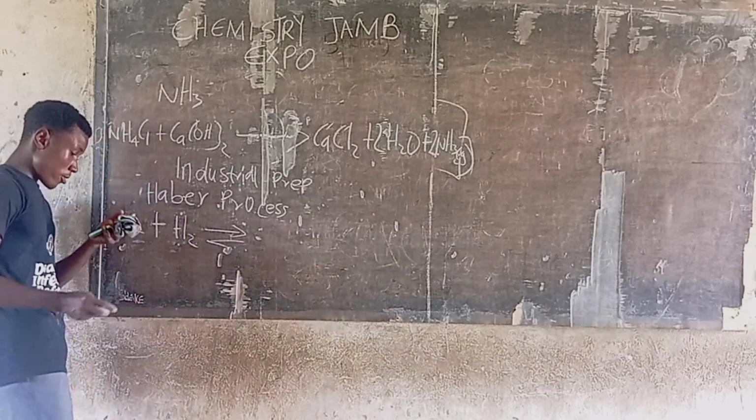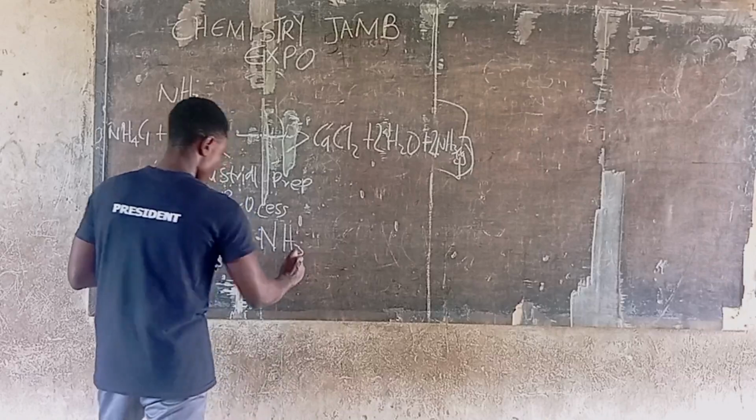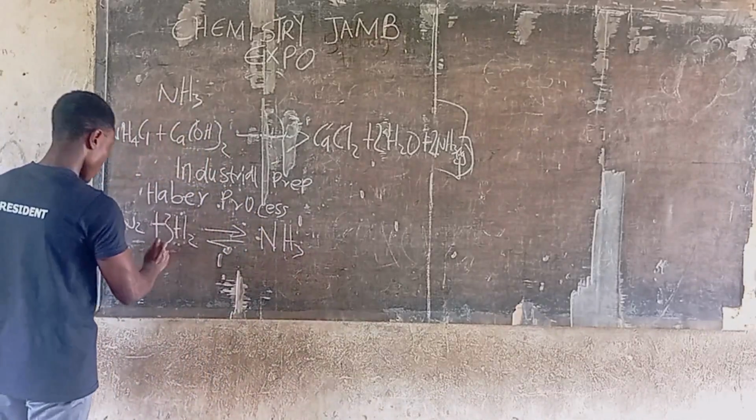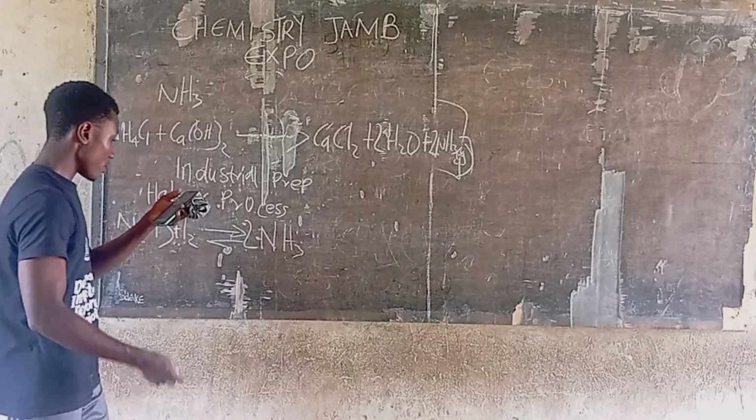Giving us a forward and a backward reaction of ammonia gas. If we check, this reaction is not actually balanced, but we can balance it by just putting 3 here and 2 here. So this is our ammonia gas.